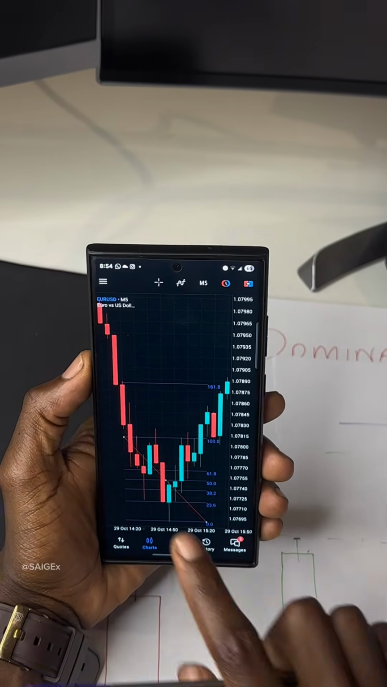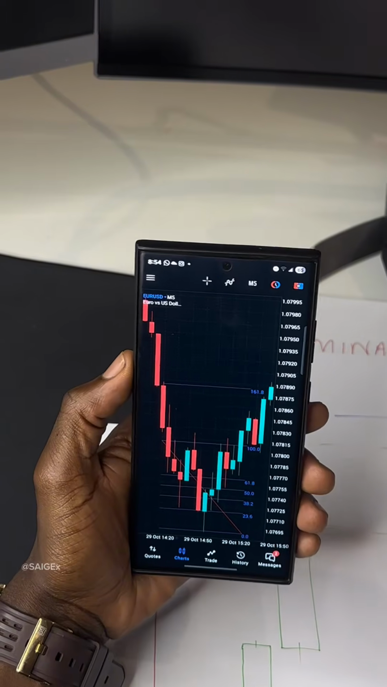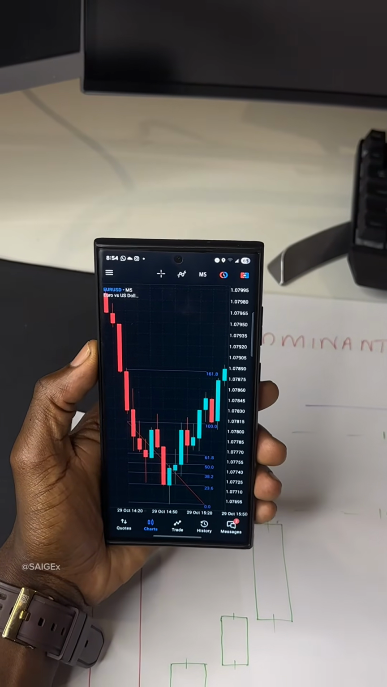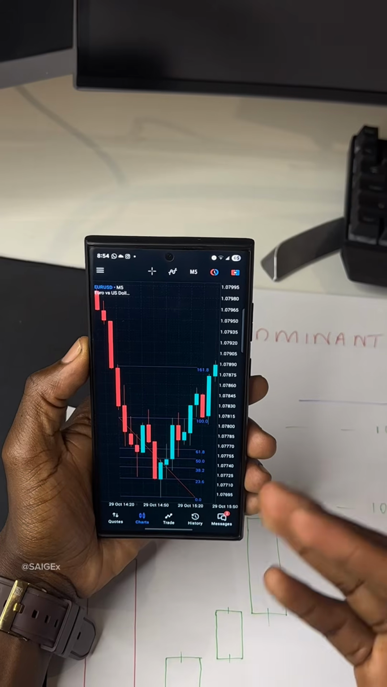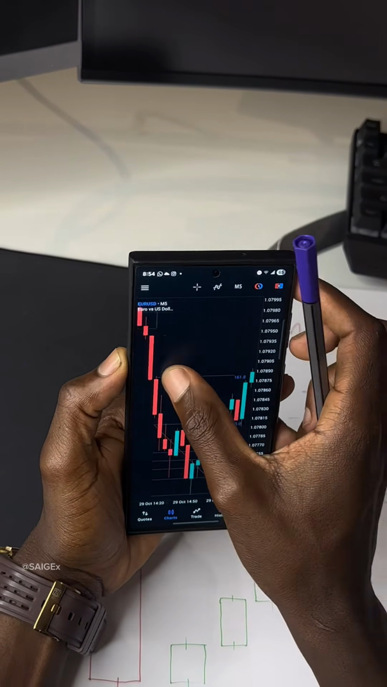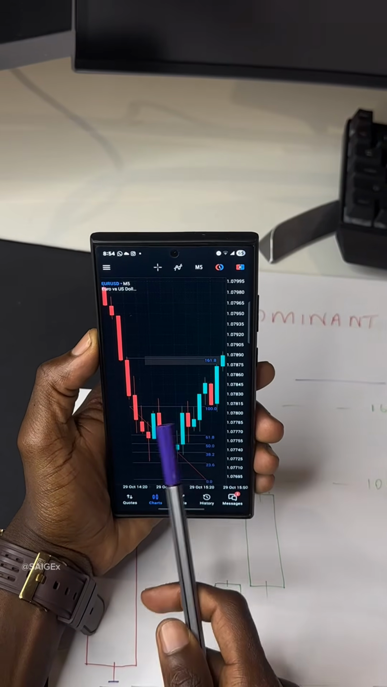So 1, 2, 3, okay. So then we double tap here, okay, so that we remove the distraction. I hope you can see clearly. This is level 100, this is level 0. Now our first TP, the Fibonacci has already told us that it's level 161, like I have told you here. That's level 161. So your entry point is 100 here.